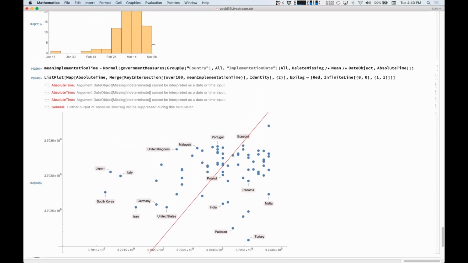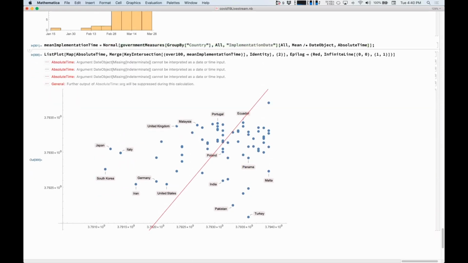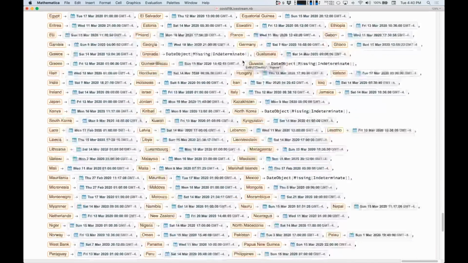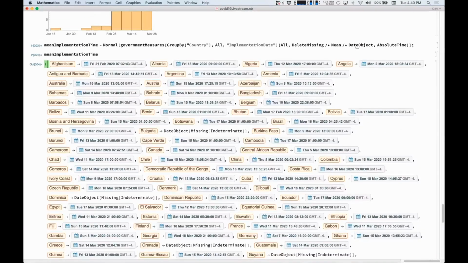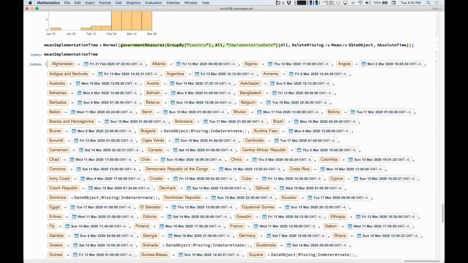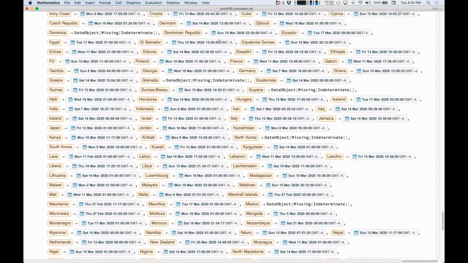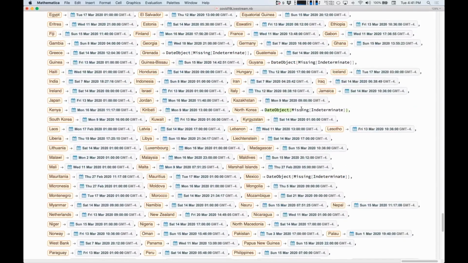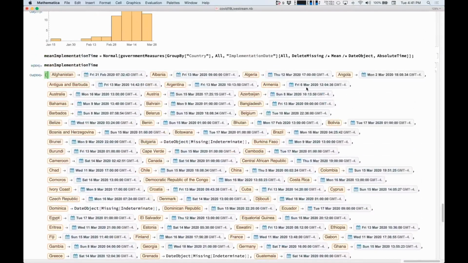Hold on. Wait, let me clean up the mean implementation time, because there's some missing stuff hiding in there. I already have that delete missing. I'm not totally sure why it's date object of missing indeterminate. I don't know why that could be missing. Because there was nothing in the mean. There's nothing to take the mean of. Has mean's behavior been changed? No. I don't know where this missing of indeterminate is coming from, to be honest.